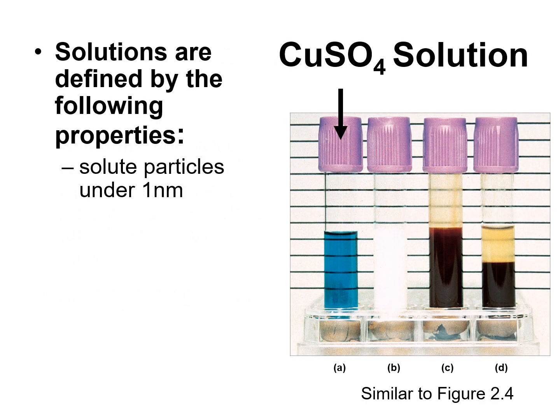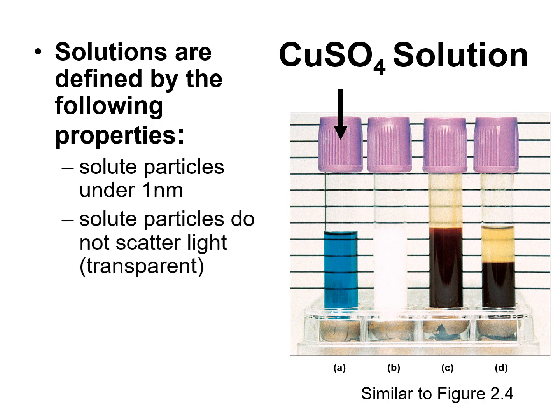So what makes a mixture a solution? Well, it's defined as follows. The solute particles have to be very small, typically under 1 nanometer. That way they don't disperse light, and so you have a mixture that is clear, as shown here with this copper sulfate solution.